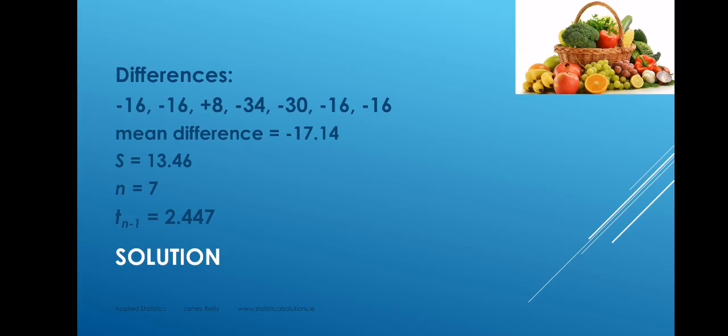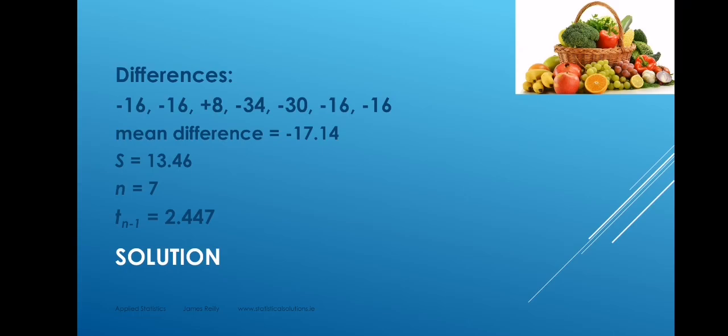So we now work with these differences and we construct a 95% confidence interval for the mean difference. So this is actually estimating the mean of a population. It's a confidence interval for the mean of a population rather than two populations as such. So the mean difference is minus 17.14 with the standard deviation 13.46. N is 7 because there are 7 items in the sample.